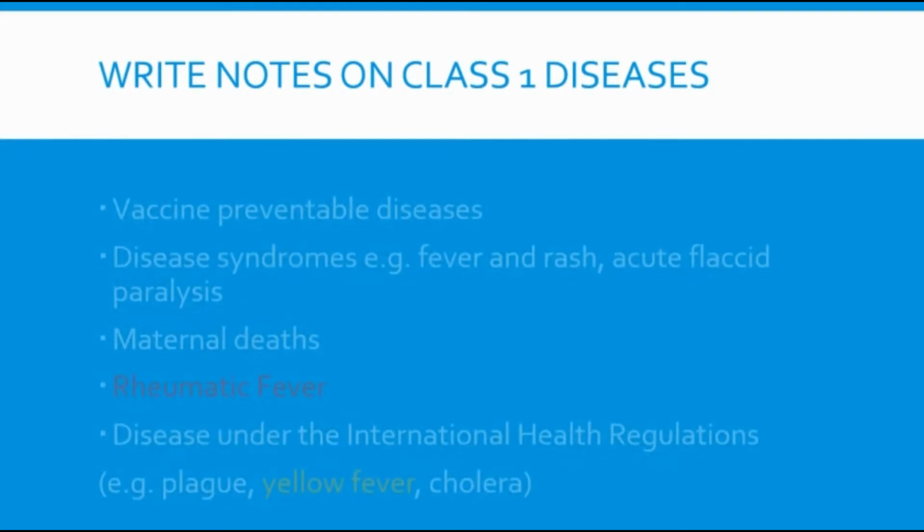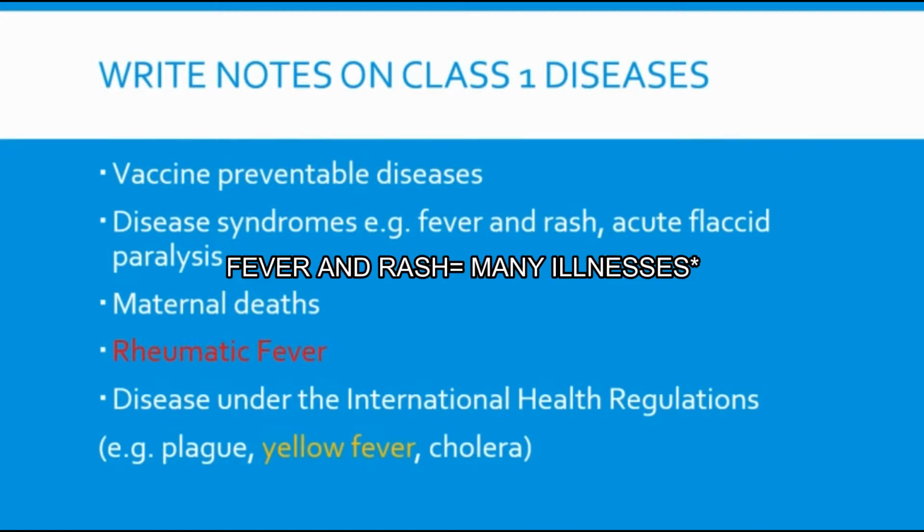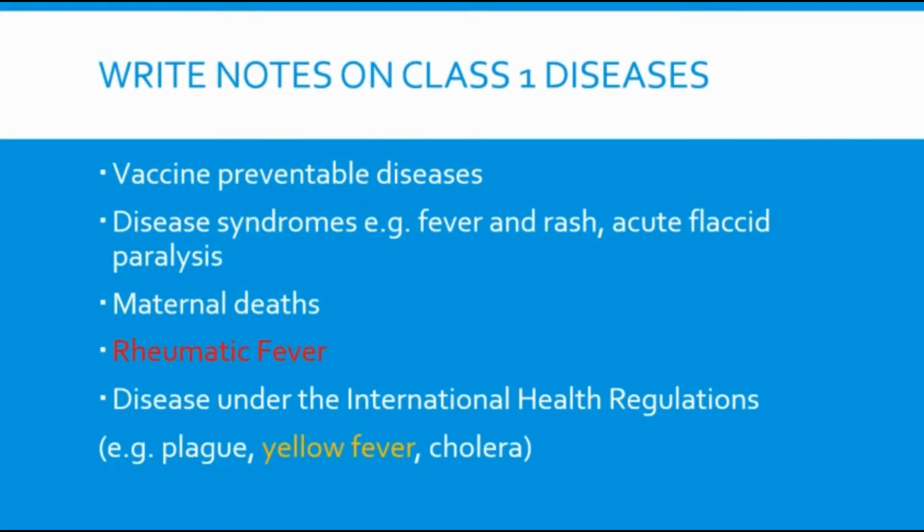Write notes on Class 1 diseases. Class 1 diseases are vaccine-preventable diseases, as well as disease syndromes, for example, fever and rash, or acute flaccid paralysis. We know that fever and rash can occur from any illness or disease, and so can acute flaccid paralysis. So instead of giving your diagnosis of malaria or dengue, you would just record the disease syndromes.